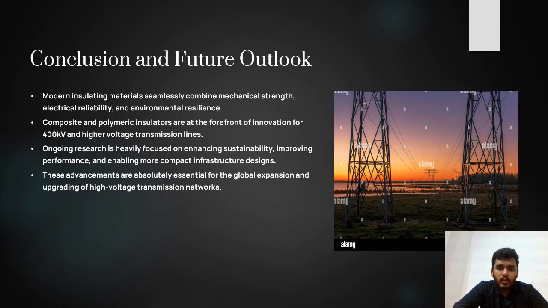So now, what are the conclusions and future outlooks? Modern insulation materials combine mechanical strength, electrical reliability, and environmental resilience. Composite and polymeric insulation are key innovations for 400 kV and higher voltage transmission lines. Ongoing research is heavily focused on enhancing sustainability, improving performance, and enabling more compact infrastructure designs. These advances are absolutely essential for the global expansion and upgrading of high voltage transmission networks. Generally, these are the conclusions and future outlooks.